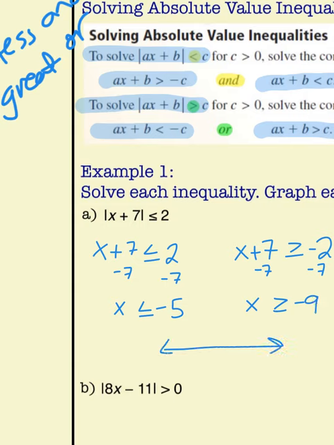When I put this on a number line, I have x is less than or equal to negative 5, and I have x is greater than or equal to negative 9. It is an and compound inequality.